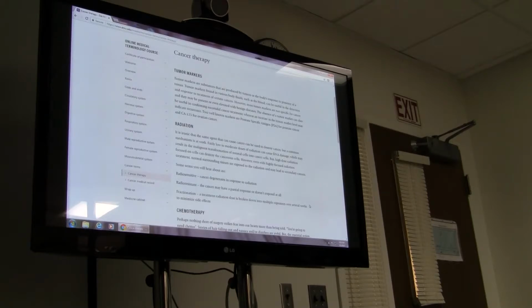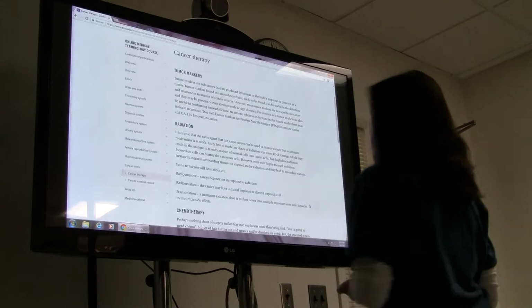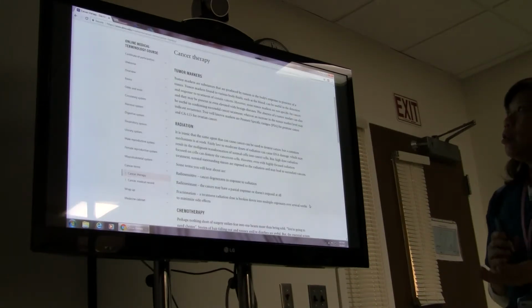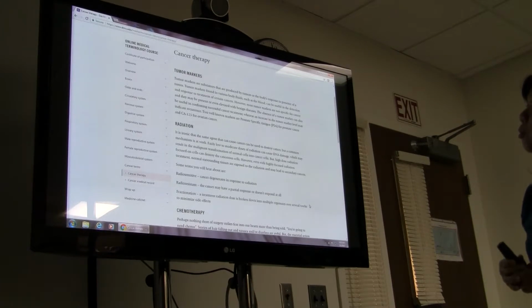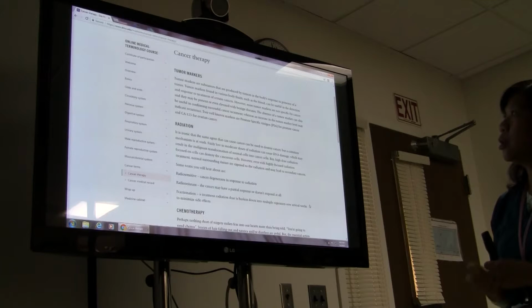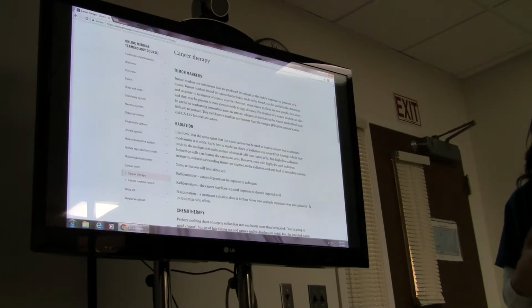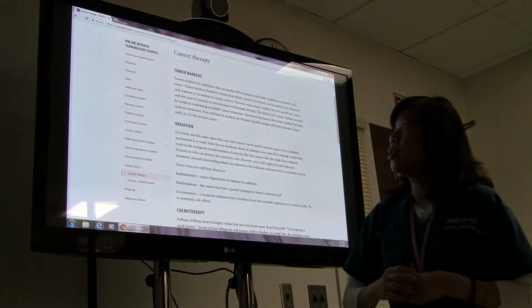Tumor markers. Now, we do a lot of tumor markers in cytology. Tumor markers are substances that we call immunostain. They're produced by the tumor or the body's response to the presence of tumors, okay? So what we do is whenever there's a tumor marker, we do immunostain to test for it. For example, CA125 for ovarian cancer.